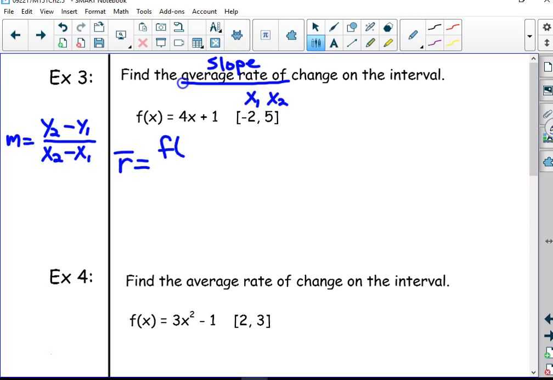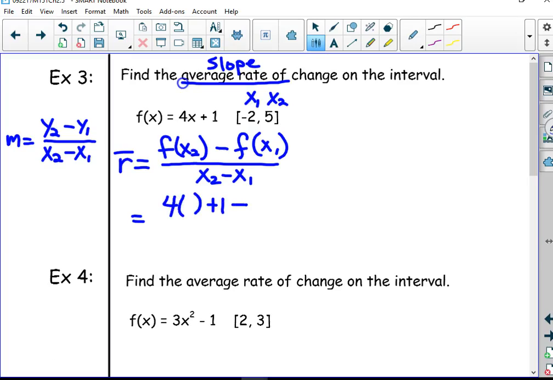So my y bar is just going to be f of x2 minus f of x1 all over x2 minus x1. Because if I plug in x to my formula, I have my y. So I'm setting it up this way so that this next step makes sense. So I'm going to write 4x plus 1 minus 4x, x, I want to leave that open because I'm going to put a number in there, plus 1.